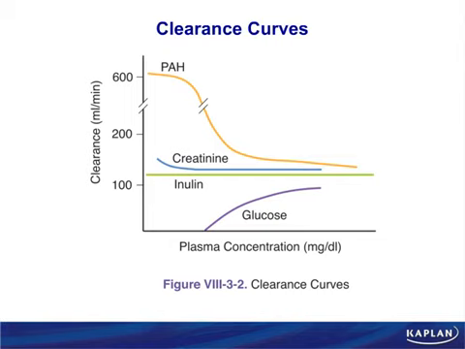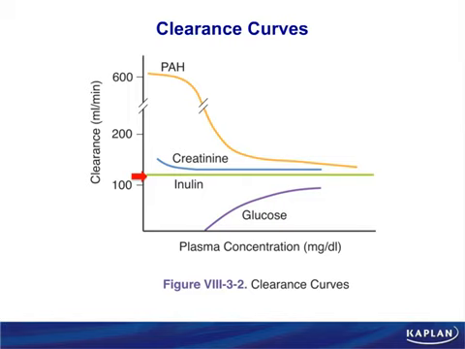This graph very nicely summarizes the clearance patterns of substances that we spoke about. So once again, let's take a look at your plasma concentrations on the x-axis in milligrams per deciliter, and then on the y-axis we're looking at the clearance patterns of different substances. Let's start with inulin. Inulin is freely filtered, not secreted, not reabsorbed. The clearance of inulin is GFR.